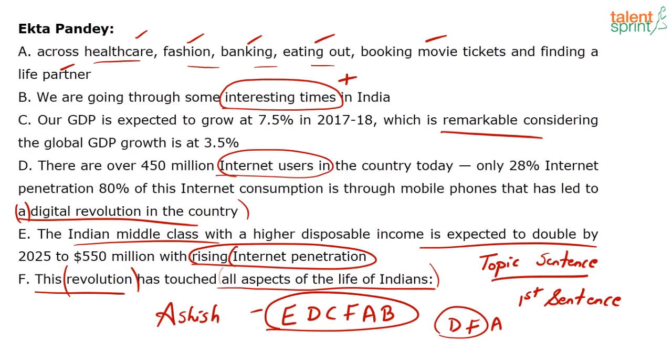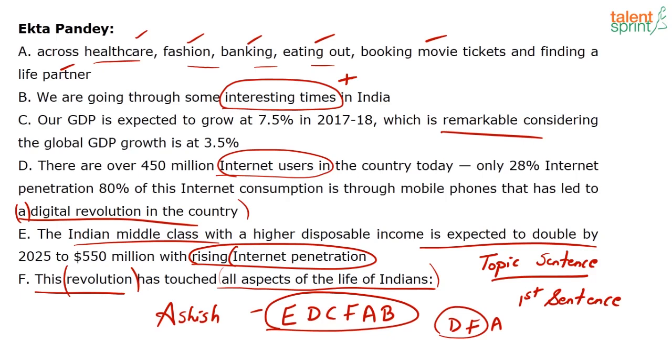So Ashish says E is my topic sentence: the Indian middle class with a higher disposable income is expected to double by. So if you look at it, Ashish, E is only adding or expanding on the point B, right? It's almost like an example for why this is interesting, what's happening in India right now. So this is an example. So E cannot be my topic sentence, right?